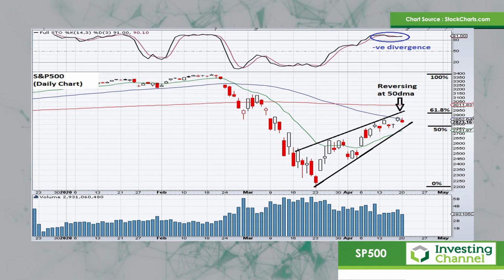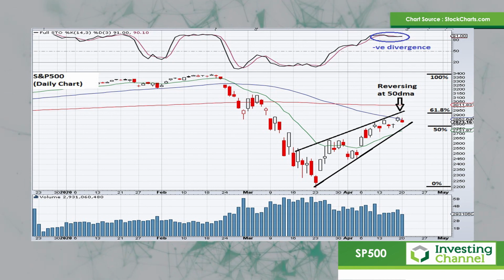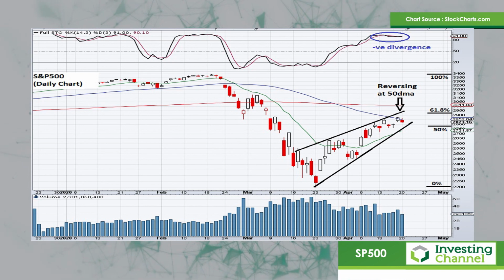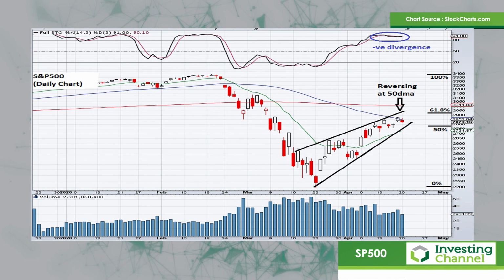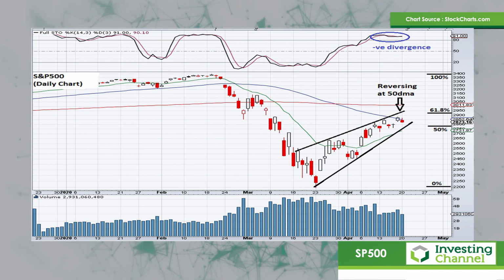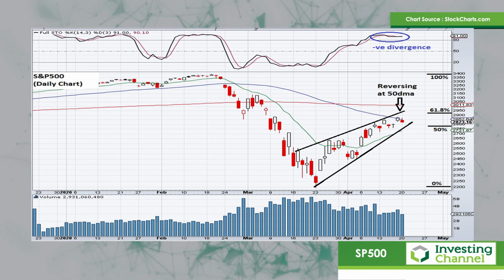The first at the top of this chart is the negative divergence on the stochastic oscillator. What that indicates is that the market's been making slightly higher highs, but yet the oscillator's been making lower highs. And that very often is an indication that the speed of the rally is starting to run out of momentum. And that can sometimes preempt a change in trend. So what that would suggest is there's a possibility that we see a shift to the downside here.